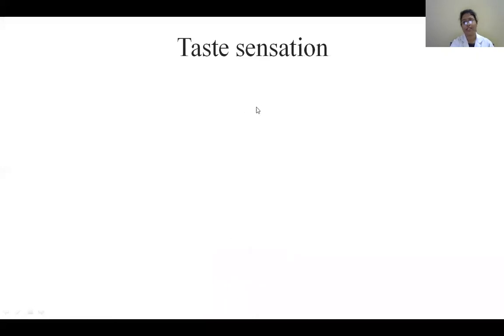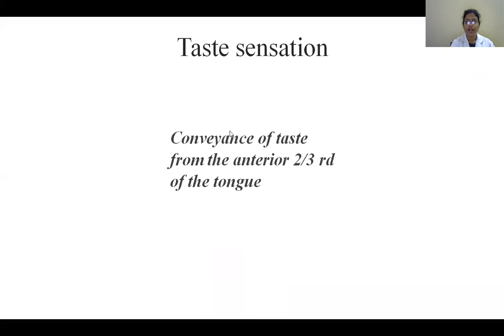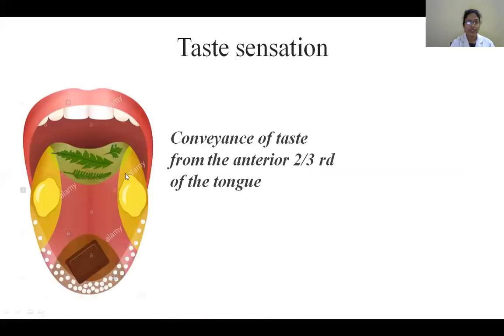Coming to the next important sensation, that is taste. Now, as we know, the facial nerve conveys the taste sensation from the anterior two-thirds of the tongue. So this is the distribution of taste. Here you look, the anterior part or the tip of the tongue is associated with sweet. The anterior as well as the lateral border is associated with salty taste sensation. The lateral sides of the tongue are associated with sour, whereas the posterior part of the tongue is associated with bitterness.